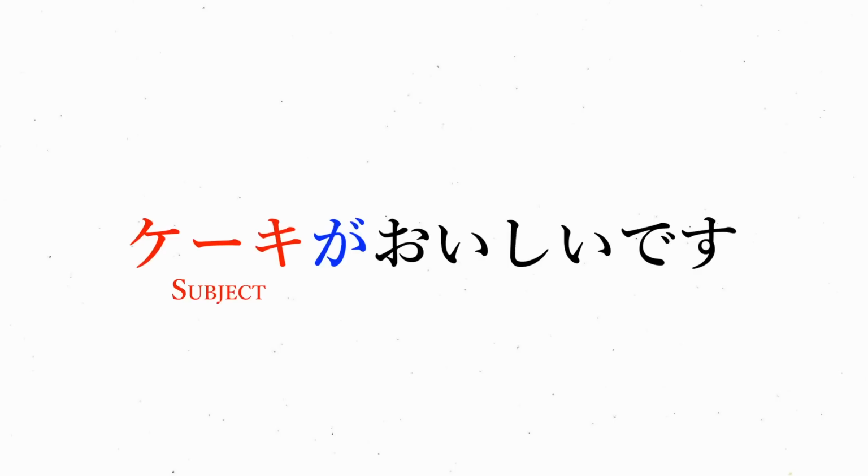Let's take this sentence. Keiki ga oishii desu. This can roughly be translated as cake is delicious. But this does not mean that ga means is. What ga does in this sentence is it marks the subject, keiki, or cake. The verb here actually is built into the adjective oishii.